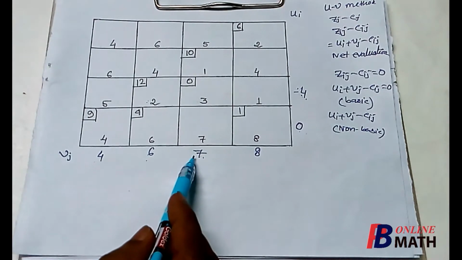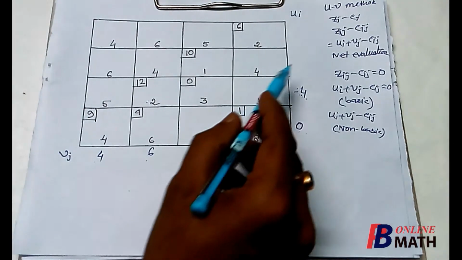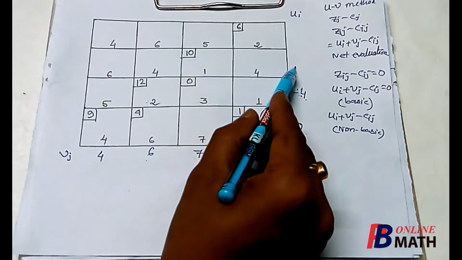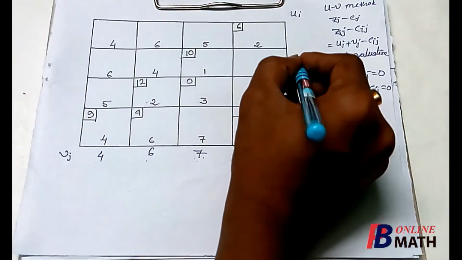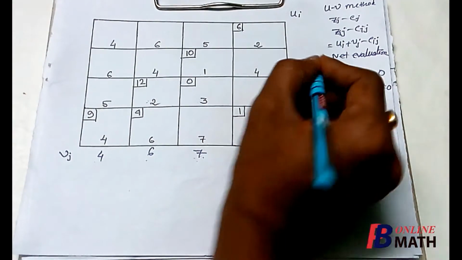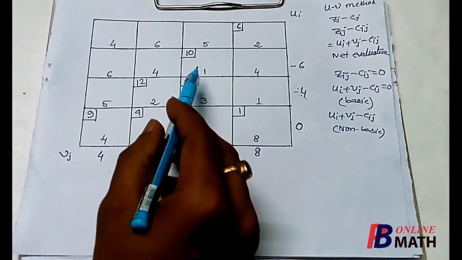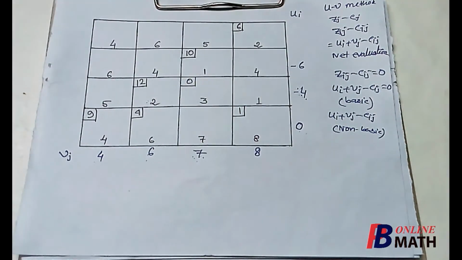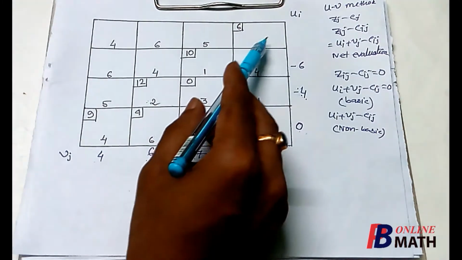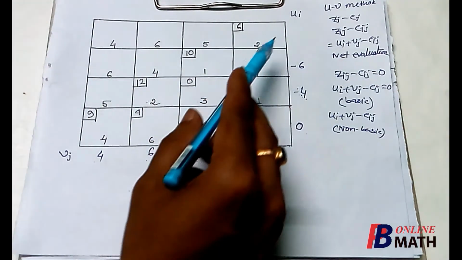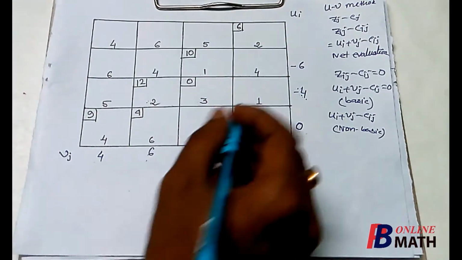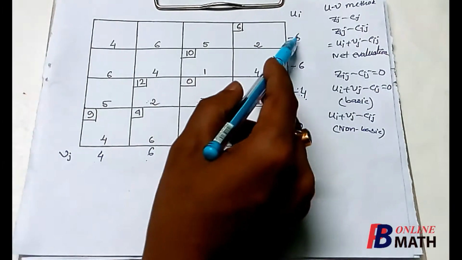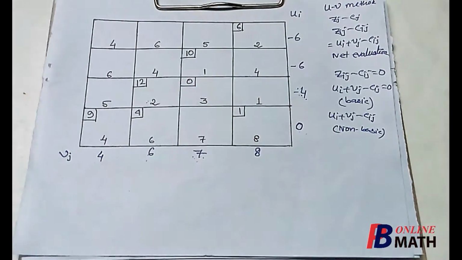Now using this value of vj we can easily determine this value, because for a basic cell ui plus vj minus cij equal to 0, this ui value will be minus 6. Now only this value is left. So this will be ui plus vj minus this value equal to 0, so it is minus 6. So we have obtained all the values of ui and vj.